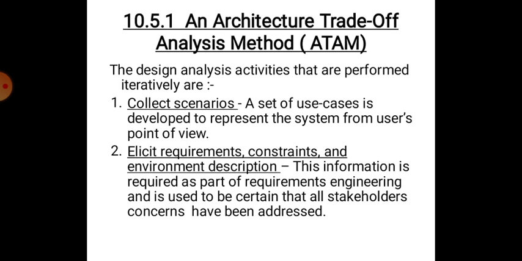Point number 2, elicit requirements, constraints, and environment description. This information is required as part of requirements engineering and is used to be certain that all stakeholders' concerns have been addressed. So, in the second step, elicit requirements, constraints, and environment, we carry out a check whether everybody's concerns or stakeholders' opinions are considered or not.